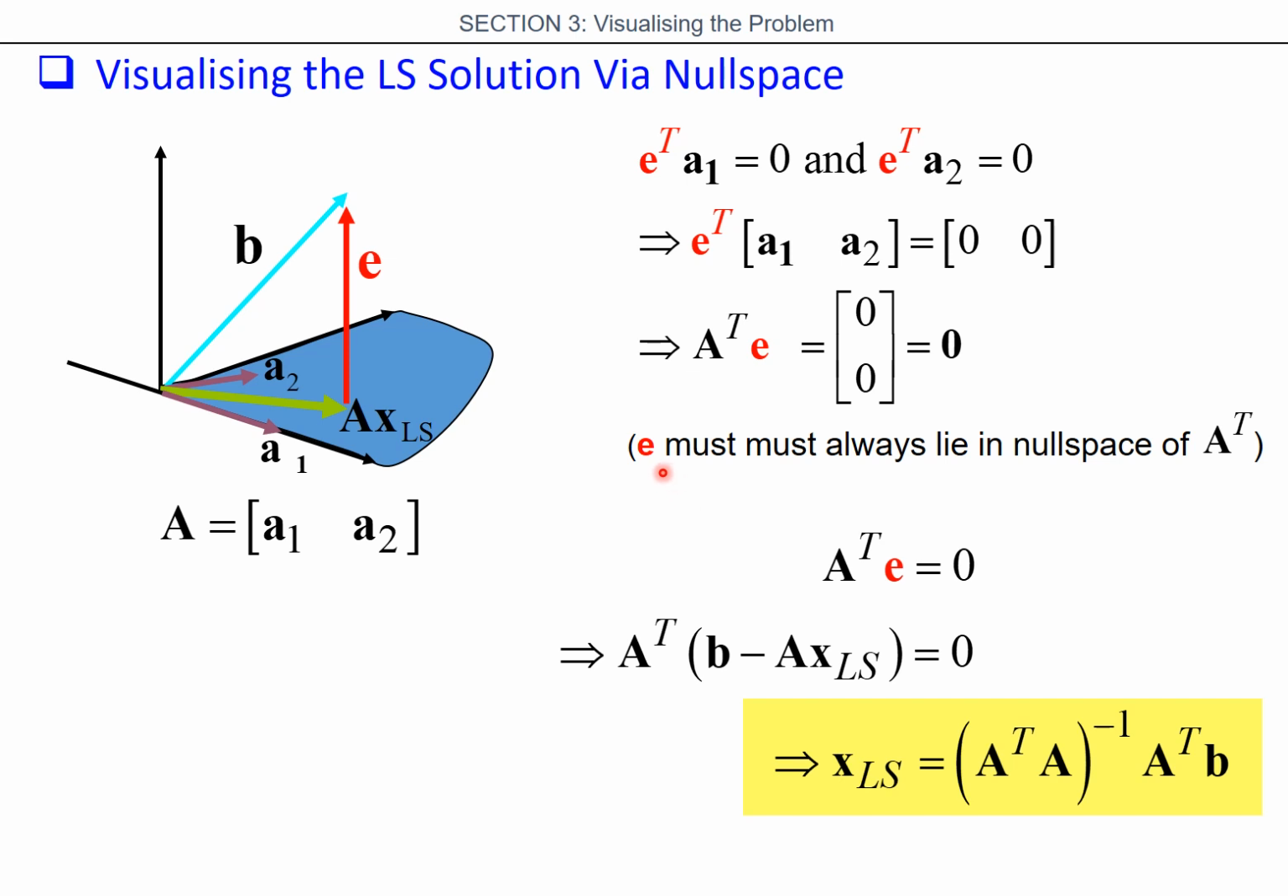So just comment here that E must always lie in the null space of A transpose. That's what that result says. And in fact, it's nothing to do with least squares. It just simply says that if you have a plane, and that plane is spanned by the columns of the matrix A, then any vector that's orthogonal to that plane will lie in the null space of A transpose. The null space of a matrix is all the vectors that, when you pre-multiply by that matrix, you get 0.